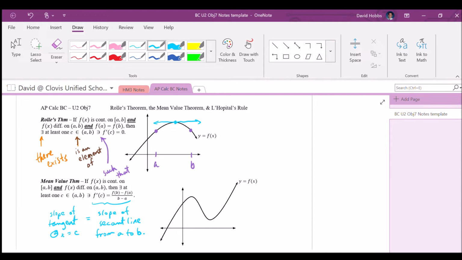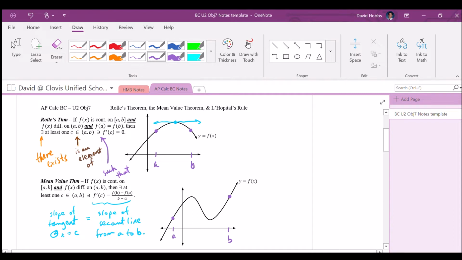Okay, so let's just pick out a couple points. So I'm going to say maybe here's my a. Notice I'm not even picking out the points on the curve first. I'm just picking out a and b and making sure that it's continuous and differentiable on that interval. Which it is, we can see it is. Remember, it says the slope of the tangent line is equal to the slope of the secant.